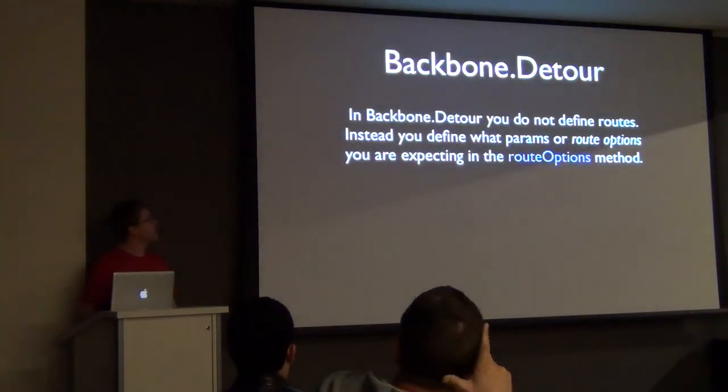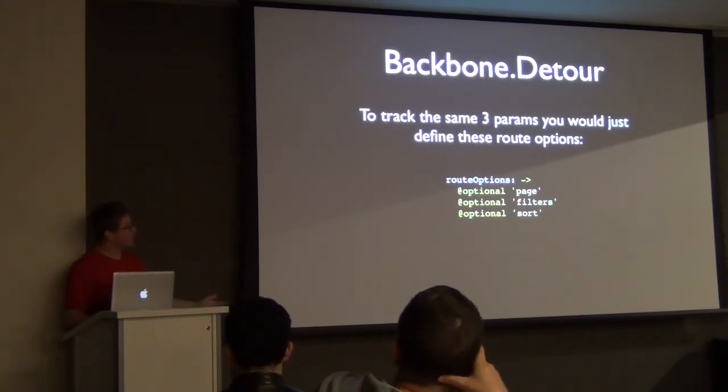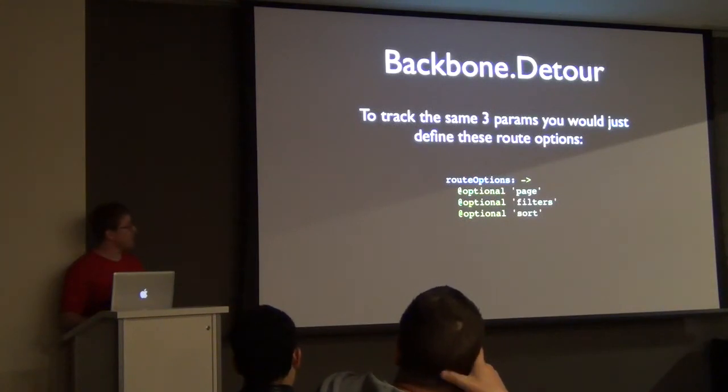So Backbone.detour takes that pain away. In Backbone.detour, you don't define routes. Instead, you define route options. And that's basically just saying, I'm expecting these parameters. And you do that like this. Oh, by the way, I wrote these code snippets in CoffeeScript. So if anyone doesn't understand what they're doing, just let me know and I'll explain them. So to get to the point, you don't define routes, you define route options. So the previous routes would be simplified to just this. You're saying I'm expecting page, filters, and sort.